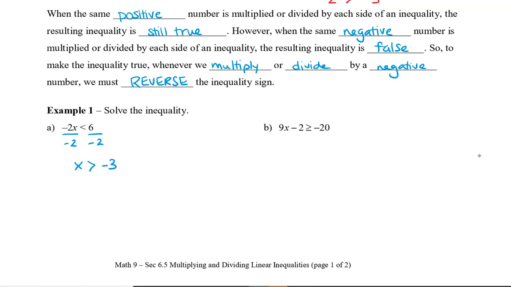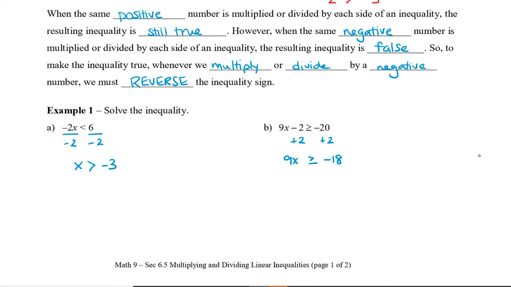Let's try another example. So in this one here, we're first going to add 2 to both sides. And if you recall, adding actually doesn't flip the inequality. So this is still going to be greater or equal to. And then negative 20 plus 2 is negative 18.